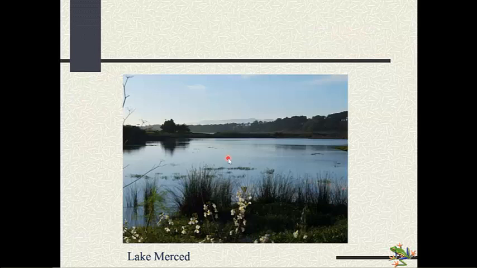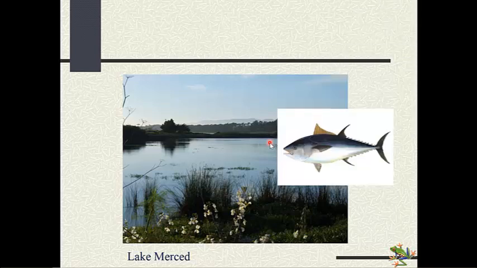Well, if we apply that to another real life situation, if you took a fish that is adapted to live in an ocean like a tuna and you threw it into Lake Merced, then water would move into the fish and the fish would swell and die.